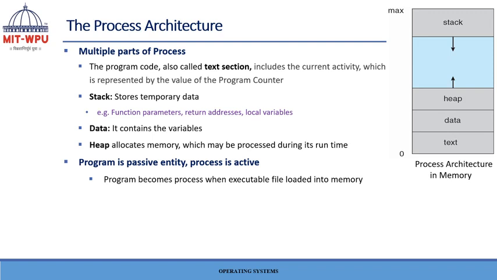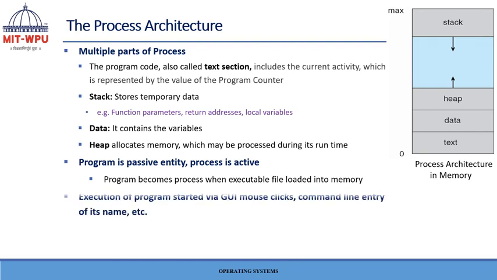A program becomes a process when an executable file is loaded into memory. Two common techniques for loading executable files are double clicking an icon representing the executable file with the help of a graphical user interface, and entering the name of the executable file on the command line, as in program.exe, or you can make use of a.out in the Linux operating system.